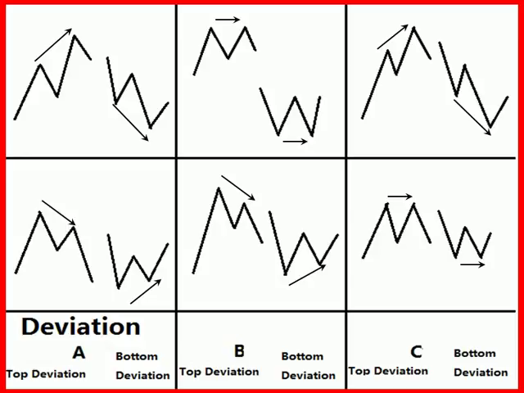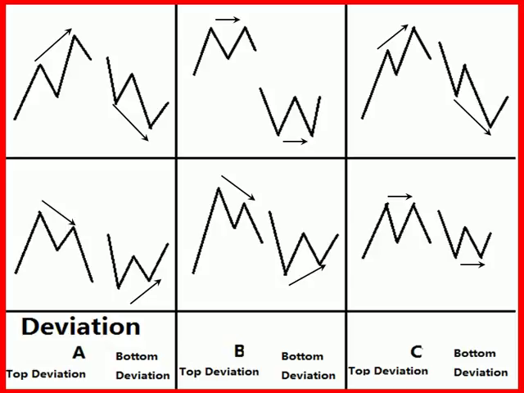Let's see the A, B, C. For the A, if you see the price continues to go up, but the deviation expert goes down, it's a top deviation, right? So the first one belongs to top deviation. The second one, the low point is lower, but the deviation expert's low point is higher. So this is the bottom deviation for the A level, okay?